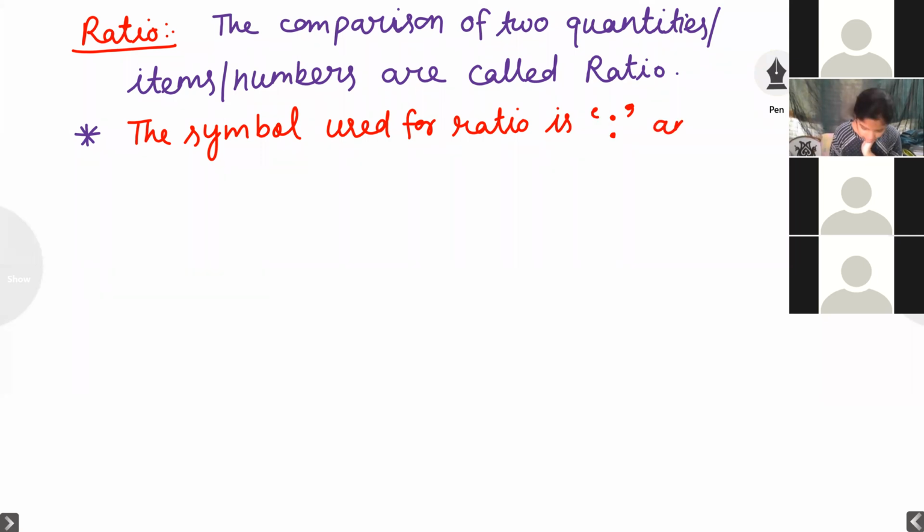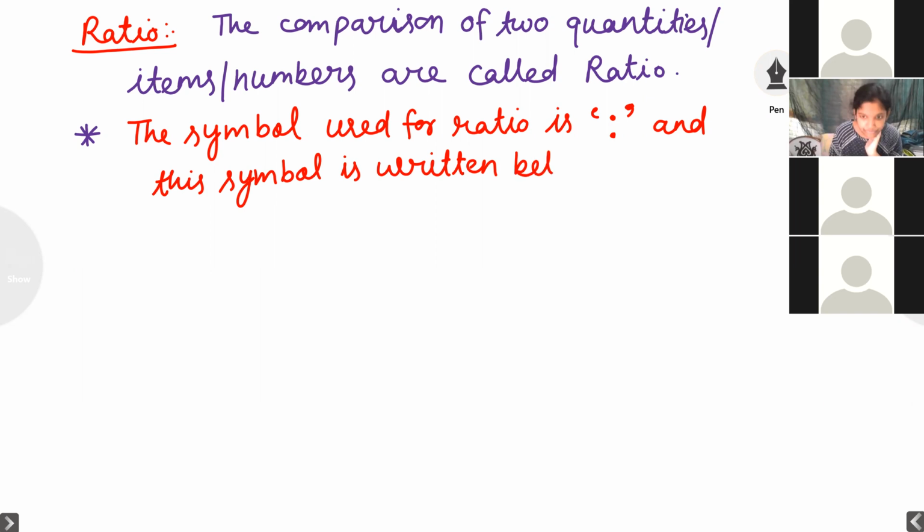And this symbol is written between two quantities. This point is a very important point. The ratio symbol is written between two quantities.